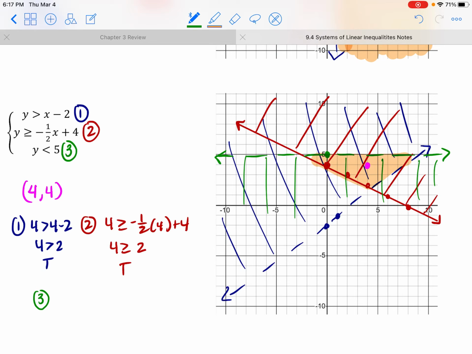And let's plug it into the third one. So there's nowhere to plug in an x. We would just plug in the 4 for y, and 4 being less than 5, definitely true. So I think I've got the right area. My test point worked for all 3, and so we're good to go.